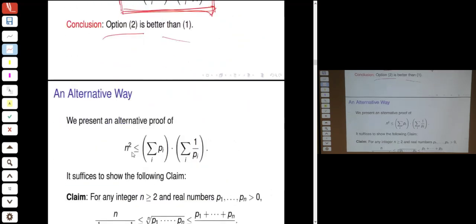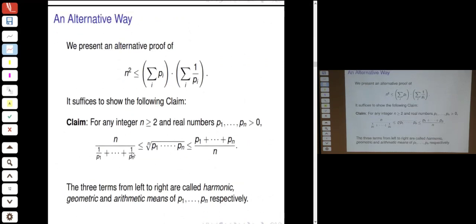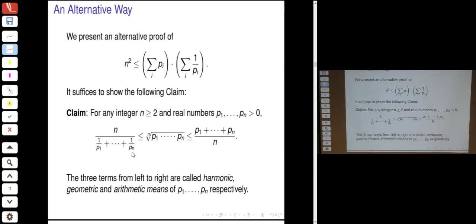Okay, so let's discuss something, an alternate way of reasoning about this kind of inequalities.